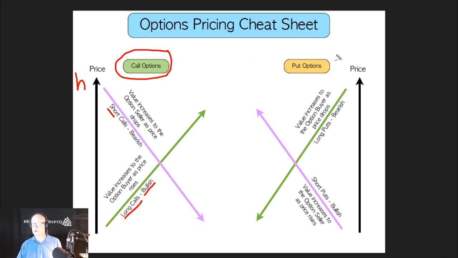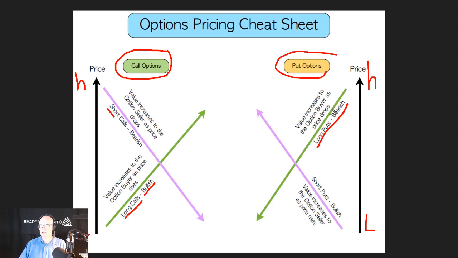So now if we go over here to the put options, again, the price is higher to lower. If I buy a long put, that's like buying insurance, and I want the price of the underlying to go lower for my long put option to increase in value. Now, if I short the put, if I sell that put option to open, it's a bullish trade, and the value increases to the option seller as the price rises. So these are the four dimensions that you have to understand, whether you're trading calls or puts, whether you sell to open or buy to open. You need to keep practicing on this with a cheat sheet until you know exactly what's going on with these.